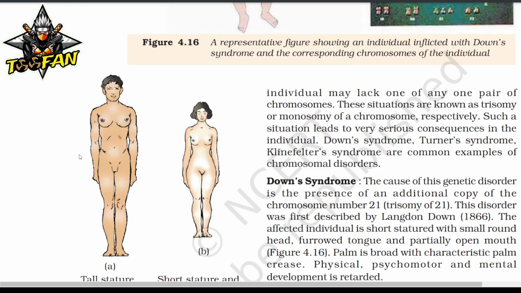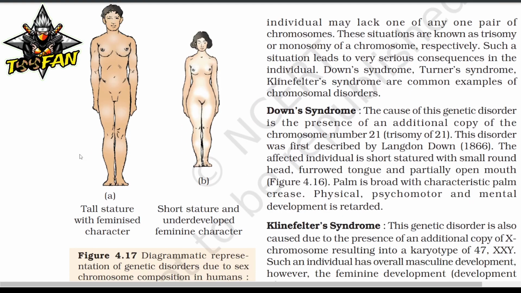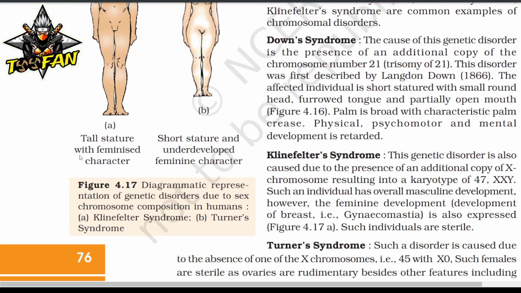Down syndrome. This genetic disorder is caused by the presence of an additional copy of chromosome number 21. This disorder was first described by Langdon Down. The affected individual is short-statured, with a small round head, furrowed tongue, and partially open mouth. The palm is broad, with characteristic palm creases. Physical, psychomotor, and mental development is retarded.